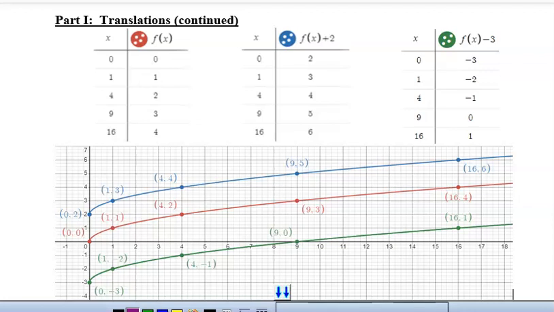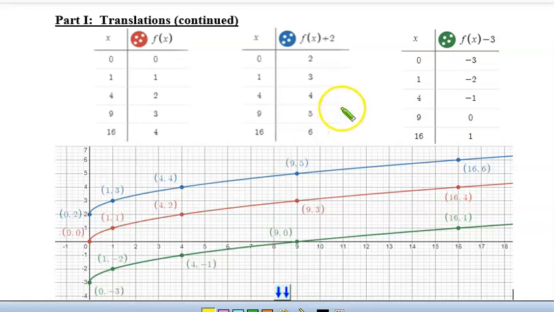Okay, so for page 2 of your notes from the exploration packet, we are doing the up and down transformations. These are the same tables and the same graphs that you saw in Desmos. So we're going to highlight and use our color pens the same way we did in class.